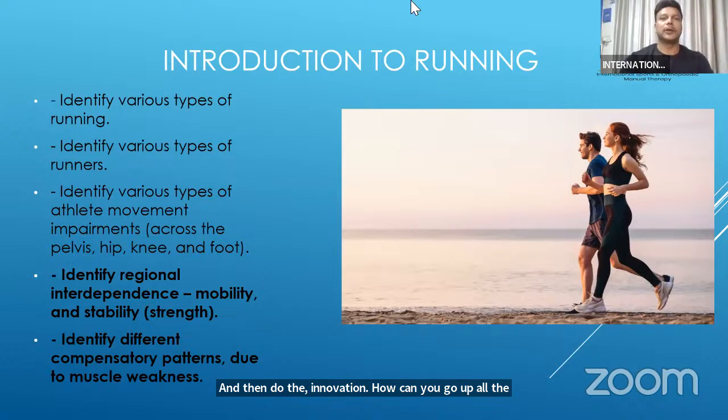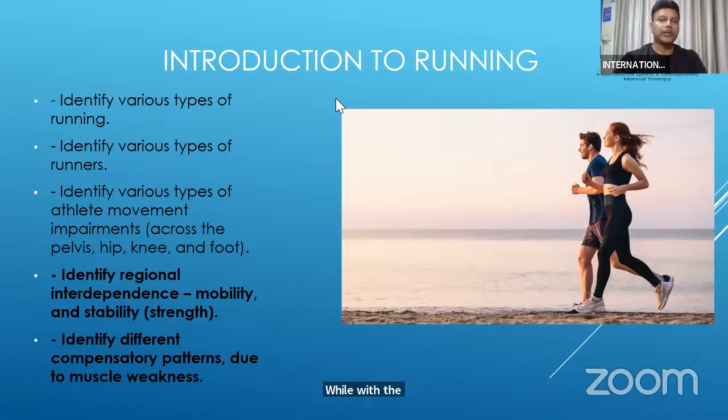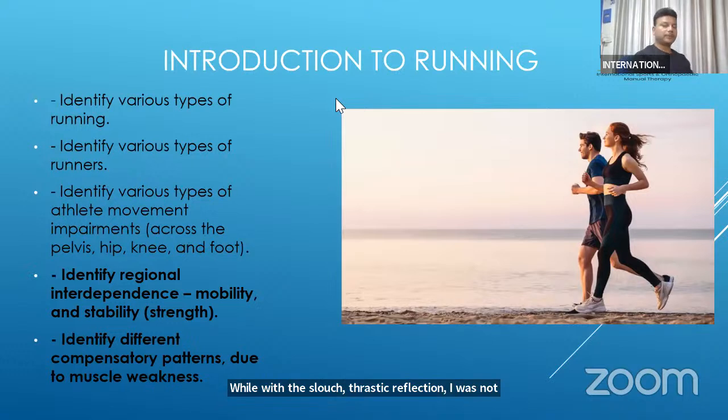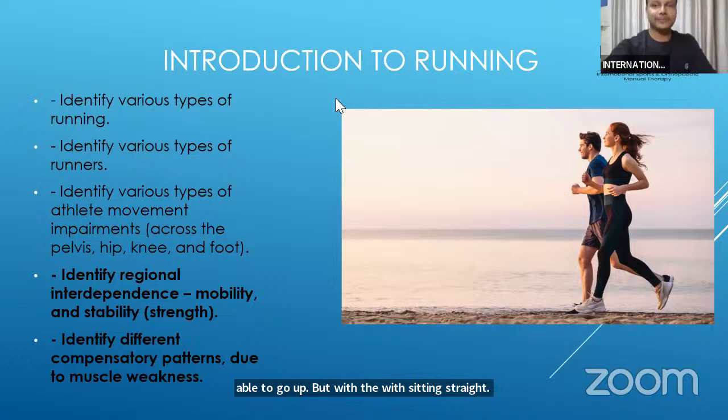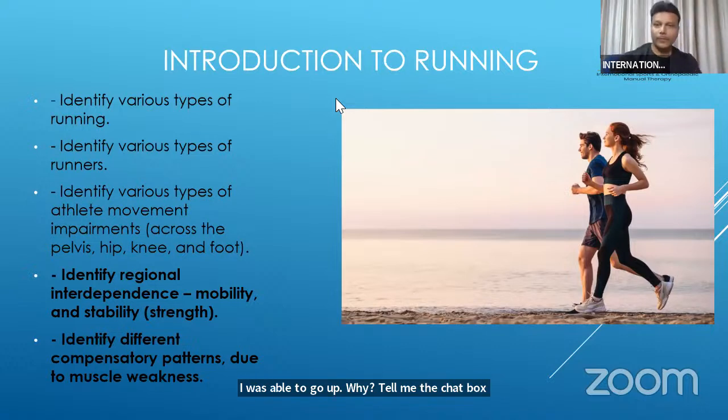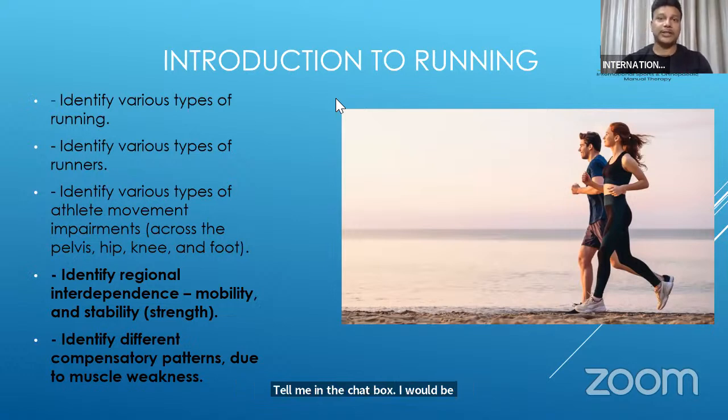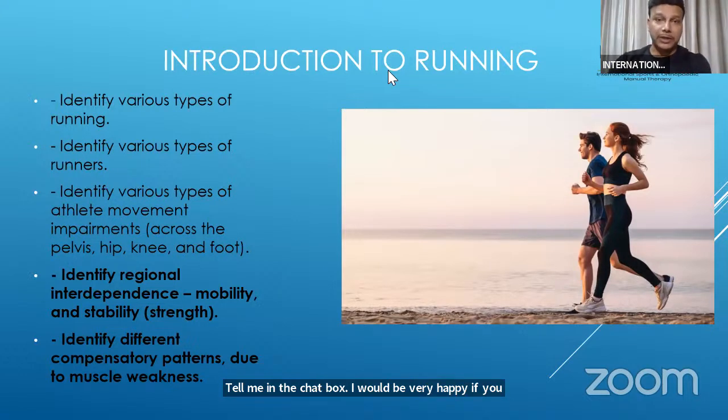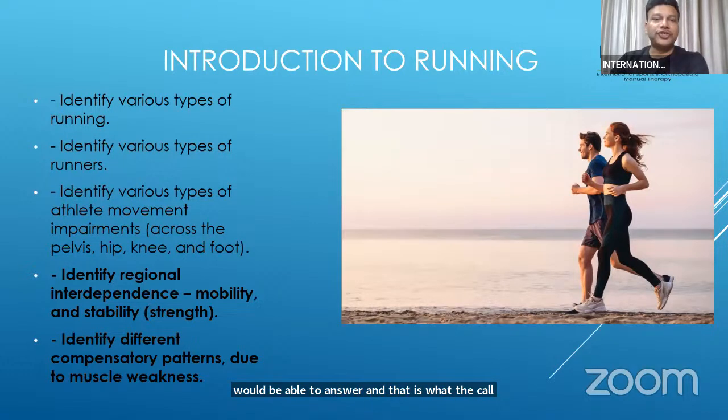Tell me in the chat box. How can you go up all the way? With the slouch, the thoracic flexion, I was not able to go up. But with sitting straight, I was able to go up. Why? Tell me in the chat box. I would be very happy if you would be able to answer. And that is what is called regional interdependence.